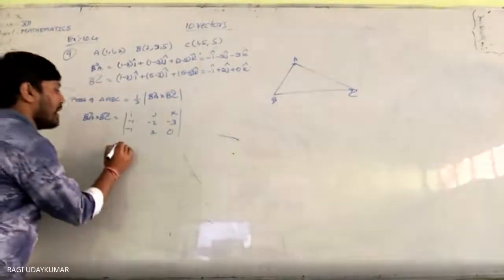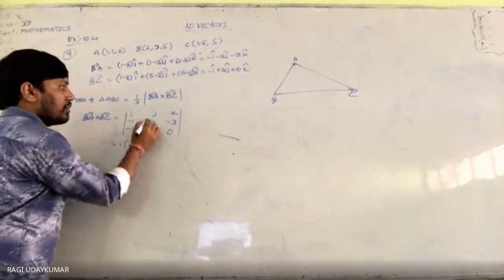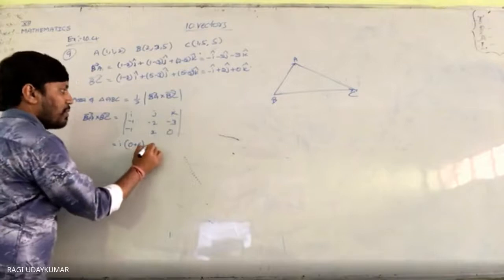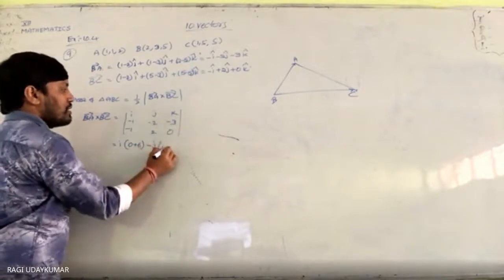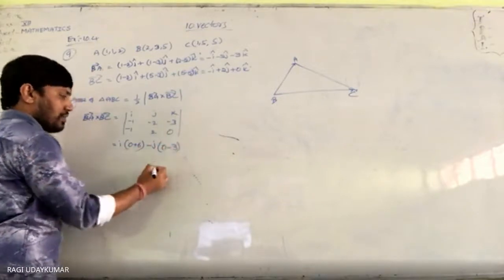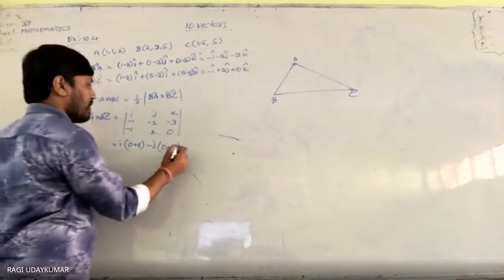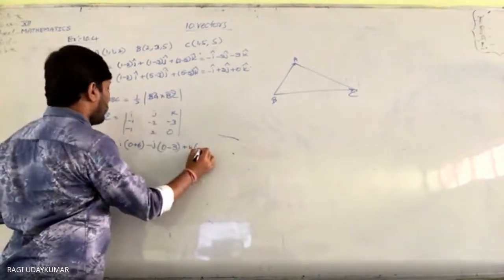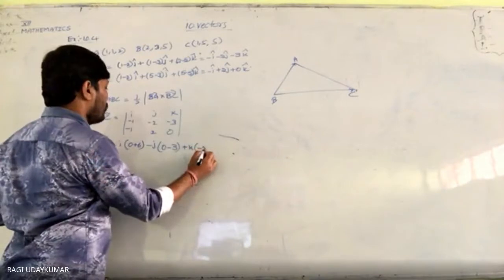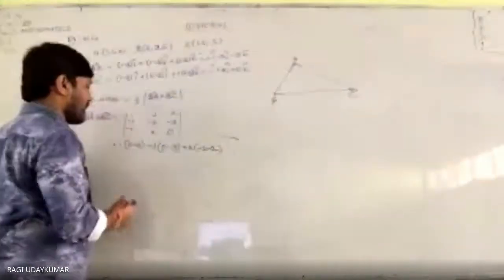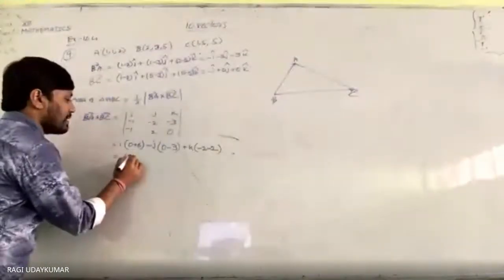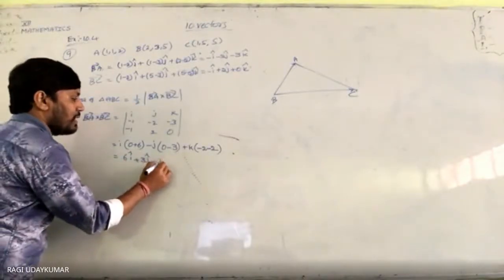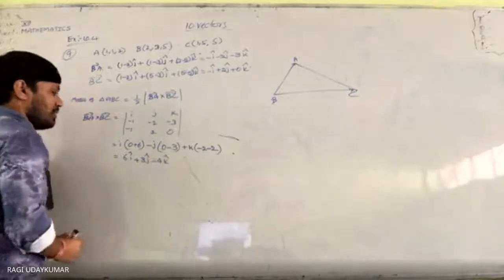So what do you get here? I into 0 plus 6, minus J into 0 minus 3, plus K into minus 2 minus 2. So be careful here while finding. 6I plus 3J minus 4K.